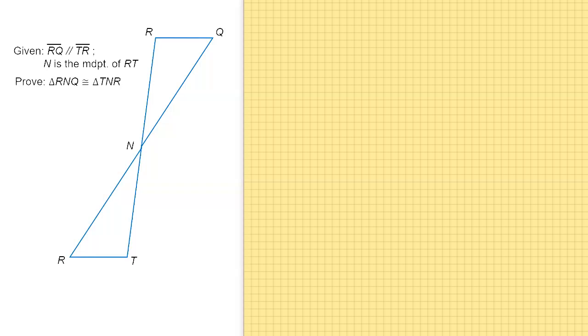Okay, let's do a proof. Here we have two triangles. We have a diagram with two triangles, triangle RNQ and triangle TNR. We want to prove that they're congruent.